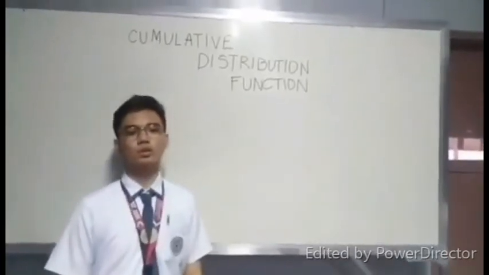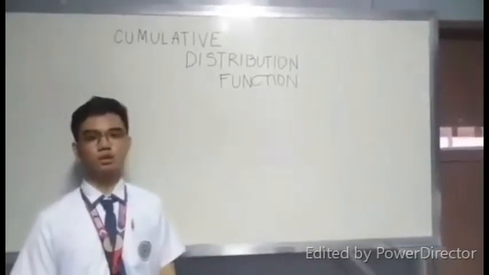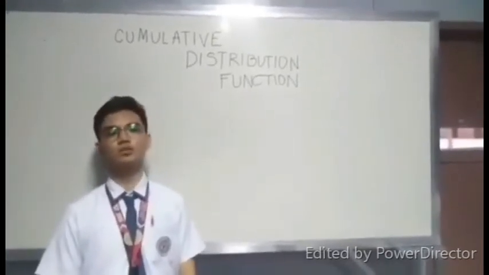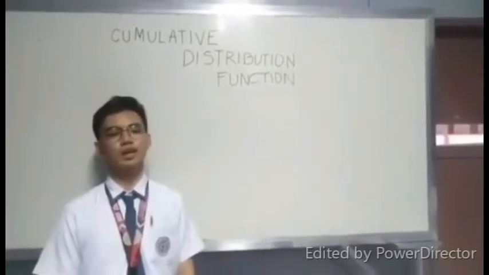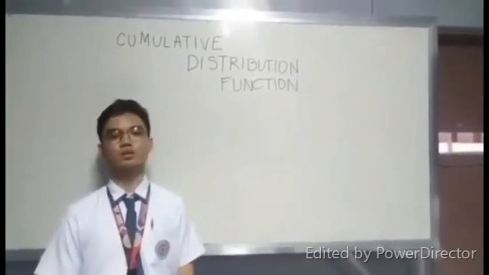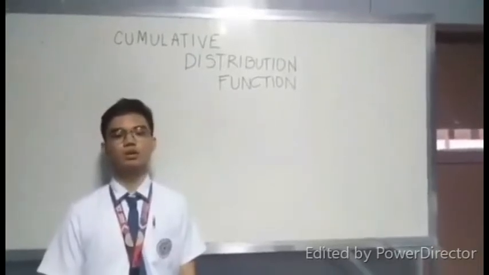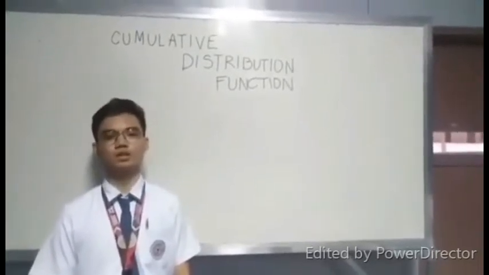So, what is a cumulative distribution function? A cumulative distribution function is a function whose value is the probability that a corresponding continuous random variable has a value less than or equal to the argument of the function.